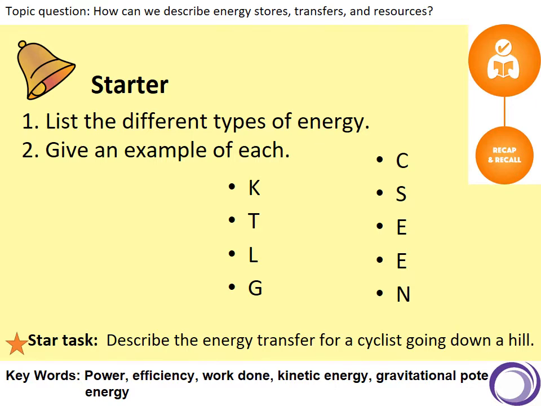And if you manage to finish that within 2 minutes that you can give yourselves, then please have a go at the star task. So describe the energy transfer for a cyclist going down a hill. Please pause the video there for 2 minutes, have a go at the activity, and then resume when you have completed it.